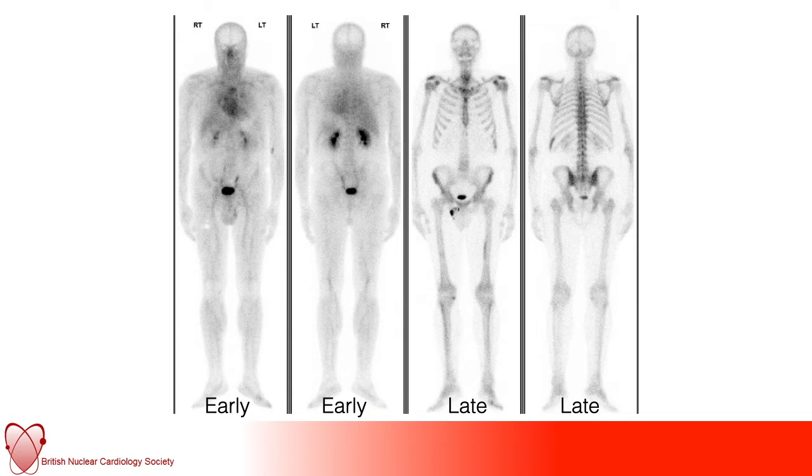And now just talking you through the protocol a little bit. Patients arrive for the scan, they get an injection of DPD, around about 700 megabecquerels of DPD, which is an effective dose of about 4 millisieverts, give or take.